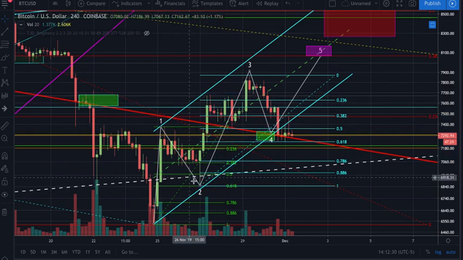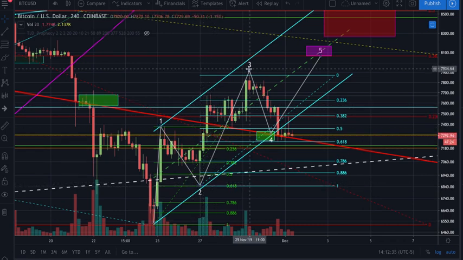As opposed to here we pulled back to the 618, and then if you count this entire wave from the 2 here to the 3 right here, you'll see we now pulled all the way back again exactly to the 618. And after we hit the 618, what did we do?